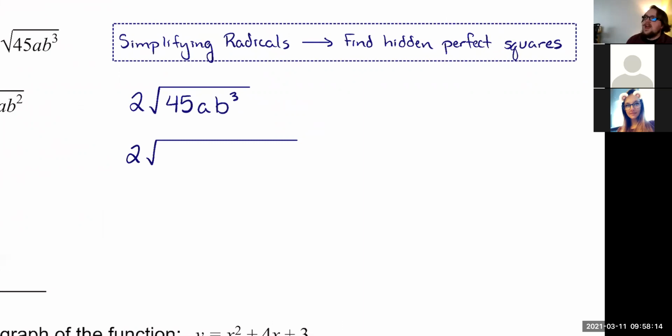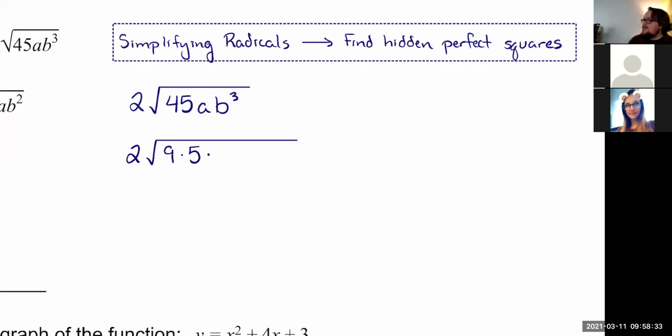Can you think of any factors of 45 that themselves are perfect squares? 5 times 5? 9 times 5. Which of those two numbers are you most interested in? 9. The 9. 9 is a perfect square. So we'll come back to that in just a moment.